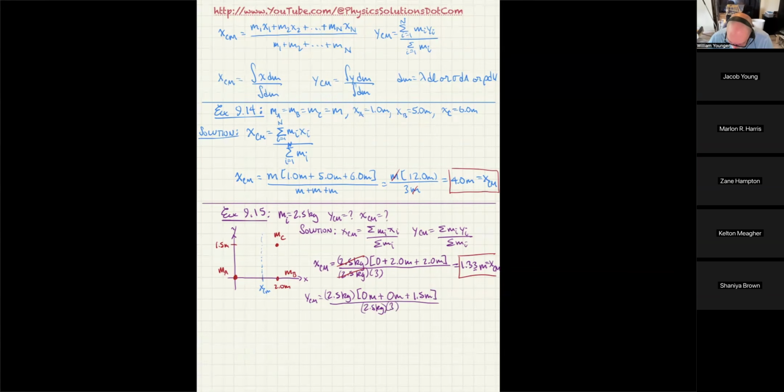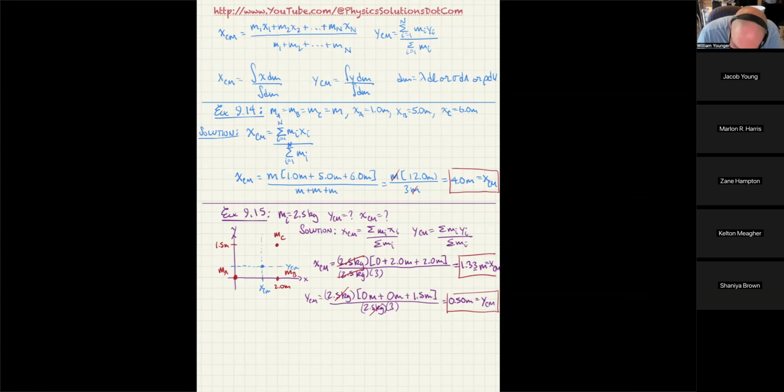Okay, so 0 plus 1.5 is obviously just 1.5, and then we're dividing 1.5 by 3, so that's going to give us 0.5. So our answer is 0.50 meters is equal to y center of mass. And that is it. So now we can look for specifically half a meter, and half a meter should be one square up. So in that case, the center of mass is right along here.